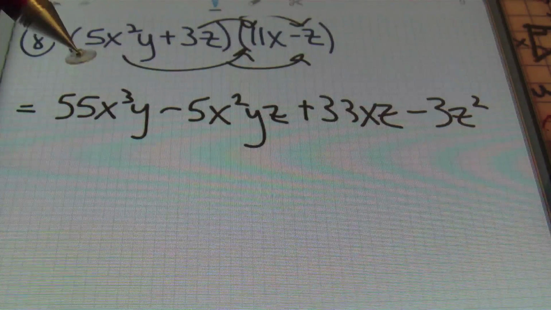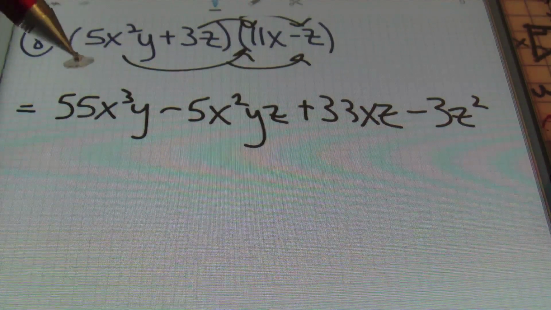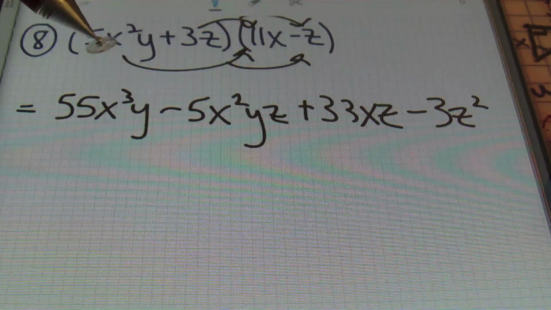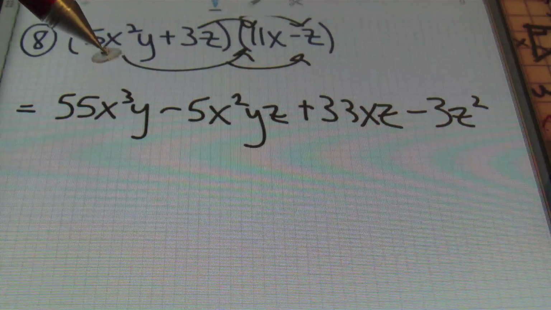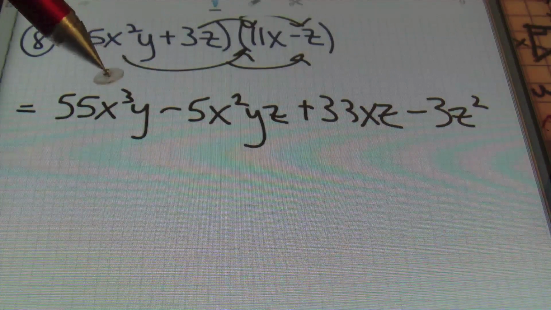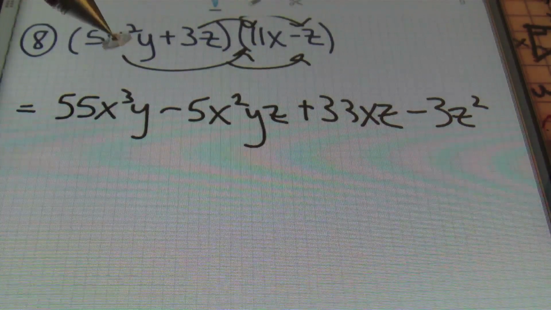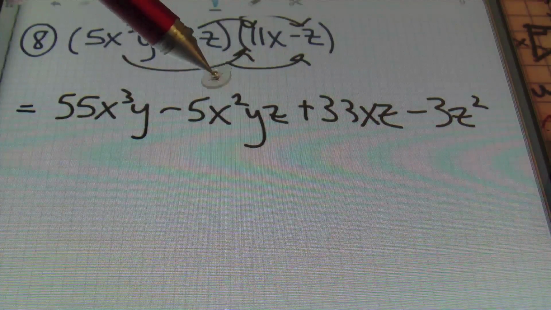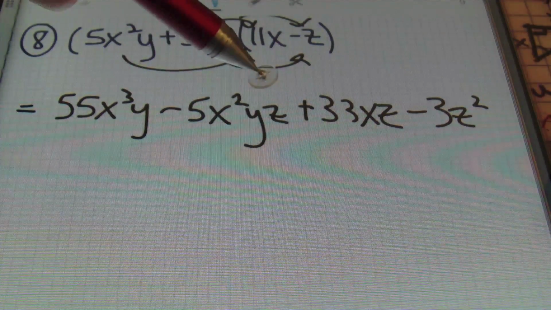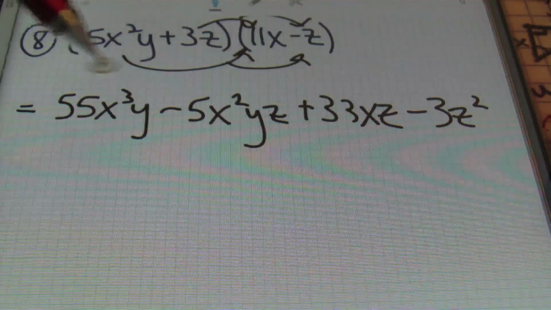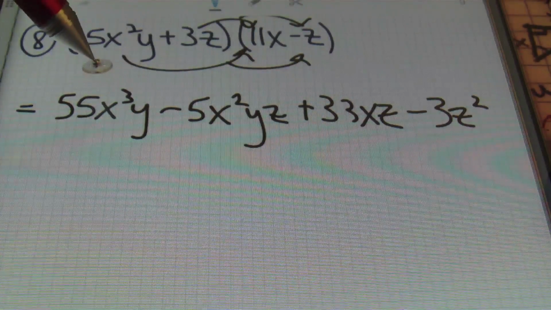After we distribute, we always look to see if we have any like terms. Looking at each of these 4 terms, ladies and gentlemen, you will notice that every term has a different combination of variables and exponents, meaning that you don't have any identical variables with the exact same exponents on those variables. They're all different. This first term has x cubed y, second term has x squared yz, the third term has xz, and then the last term has z squared. So none of these four terms here are like terms.